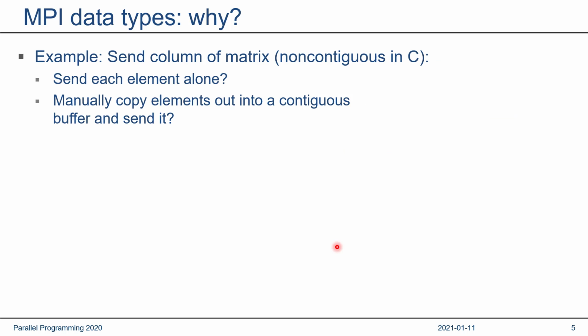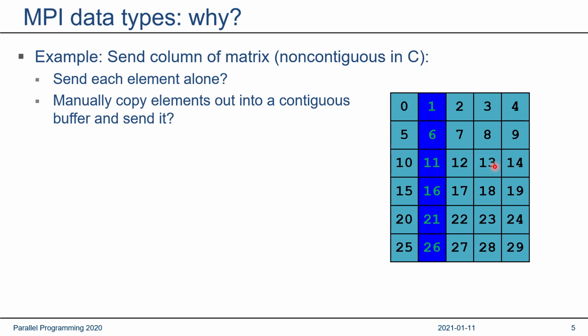A more compelling example probably is if you deal with matrices and you want to handle and communicate parts of matrices that are not stored contiguously in memory. So for example, this is a matrix in C. I've labeled the different entries of the matrix according to their offset with respect to the base address, which means each row is contiguously stored in memory in C, but not a column. If we want to handle a column of a matrix in C in MPI, this column is data which is scattered in memory.